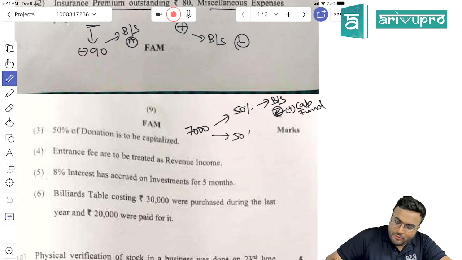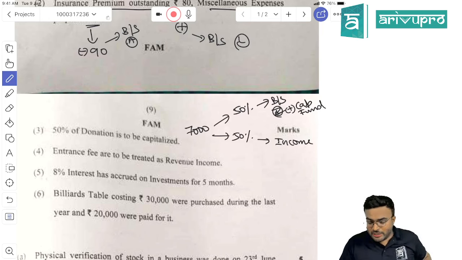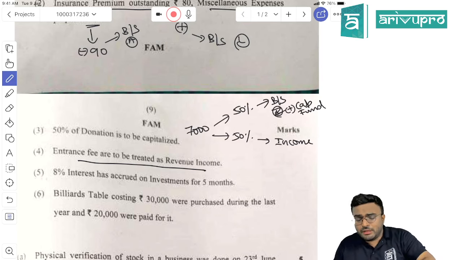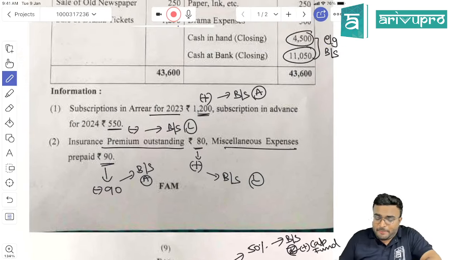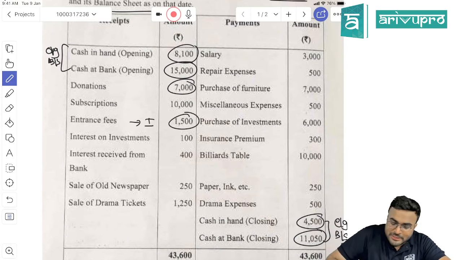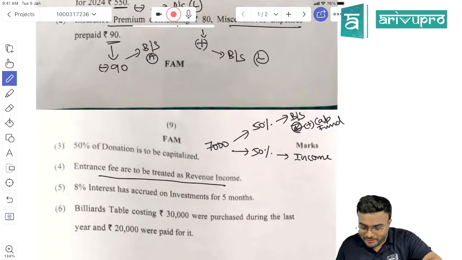Remaining 50%, what will happen? It will be taken as income in the income and expenditure account. Entrance fees are to be treated as revenue income. So no problem, entrance fees you don't need to capitalize. You have entrance fees over here. What will you do? Directly you will take it as income. Clear? Subscriptions will be taken as income, and you know the adjustments we have to add and subtract.